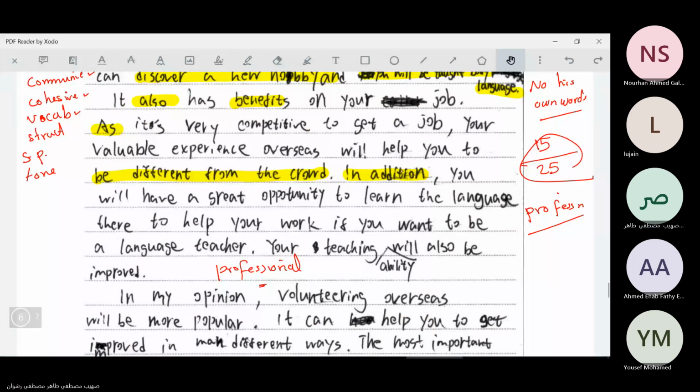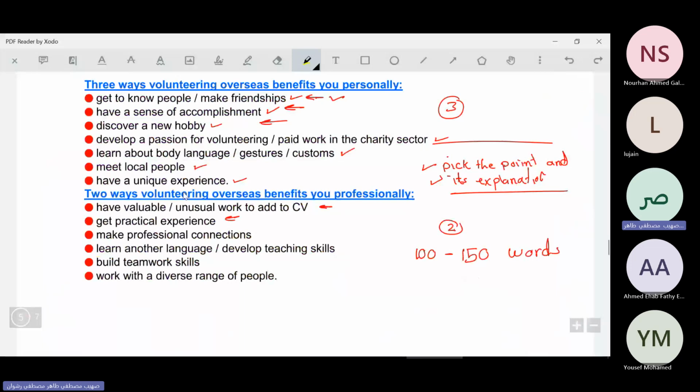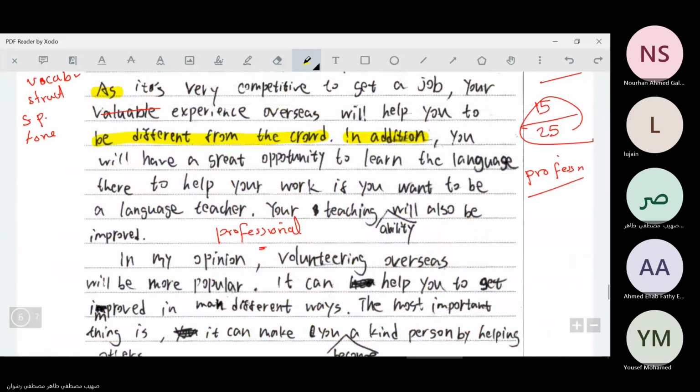Experience, valuable experience, or what? Let's go back a moment to remember the professional points: valuable work to add to your CV, practical experience, professional connections, learn another language and build team skills. Here he said that as it's very competitive to get a job, your valuable experience overseas will help you to be different from the crowd. In addition, you will have a great opportunity to learn the language there to help your work if you want to be a language teacher.